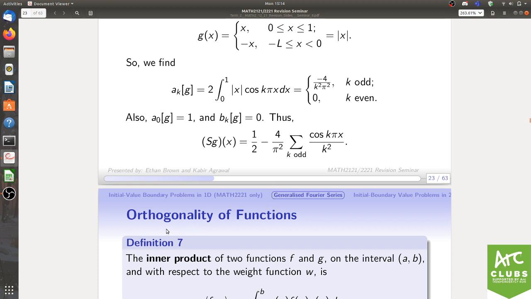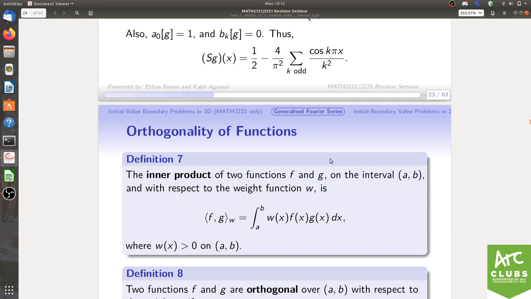Alright, so incidentally, it doesn't look like this is true, but it actually is. If you plug in x equals 0, you have the sum over all the odd terms of 1 over k squared. And that simplifies out to be pi squared over 8. And then that's where half minus half comes from, and that's where your function is 0. So it actually does pass through the point 0.